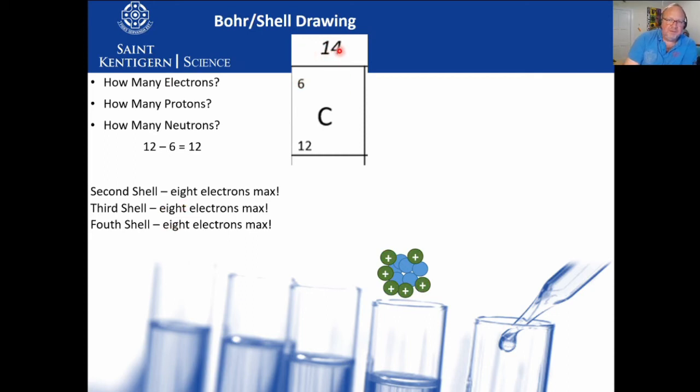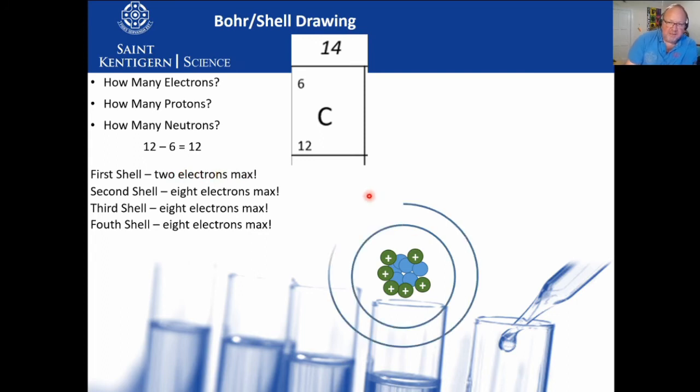Now, group 14. We want 4 in the outer shell, but there's 6 electrons. So how many in your first shell? Your first shell can only take 2 electrons. There's my first shell. Here's my second shell. Now how many electrons in my first shell? Can only take 2, guys. So 1, 2. Happy with that?